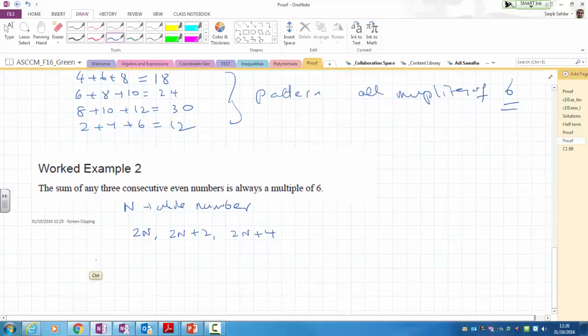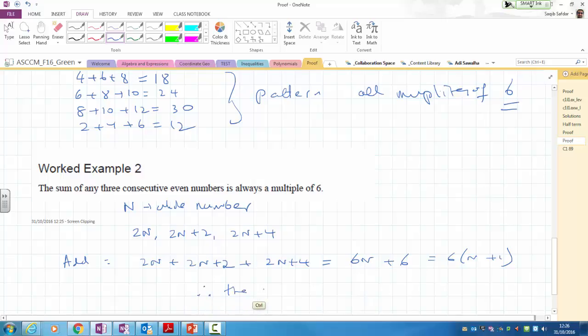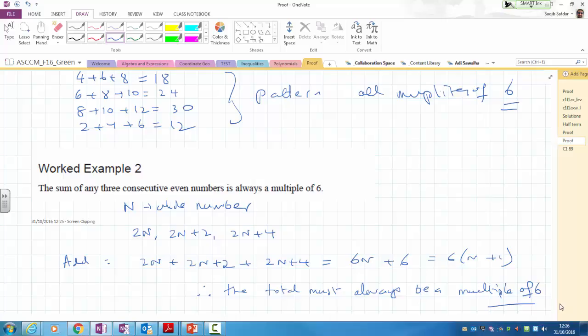If we were then to add them together, we'll get 2n plus 2n plus 2 plus 2n plus 4. This gives us 6n plus 6, where we can factorize this out. So you've got 6 times n plus 1, and therefore this proves that the total must always, so let's write this down, therefore the total must always be a multiple of 6. Do you see how we've constructed that?